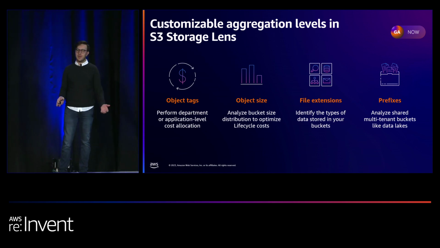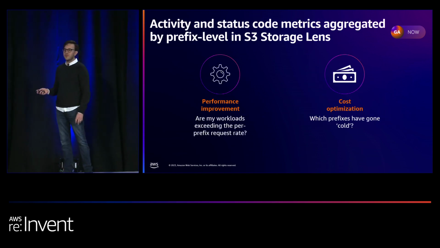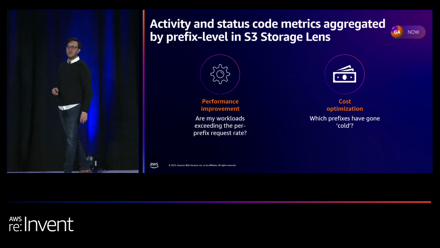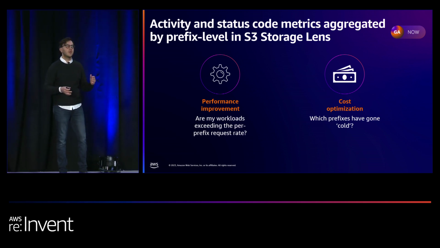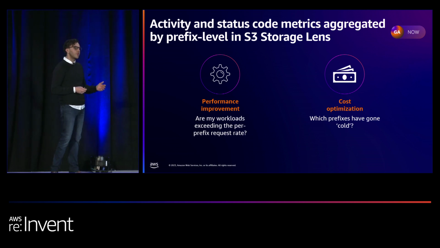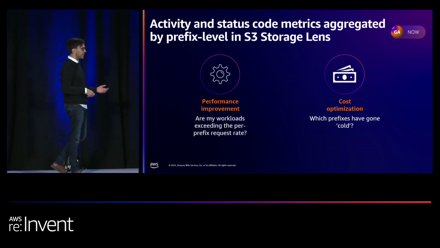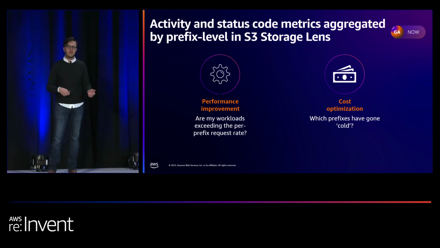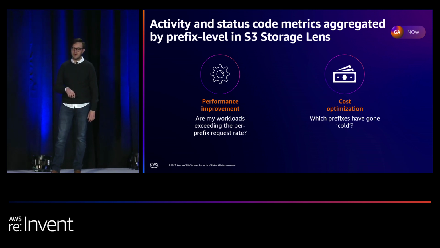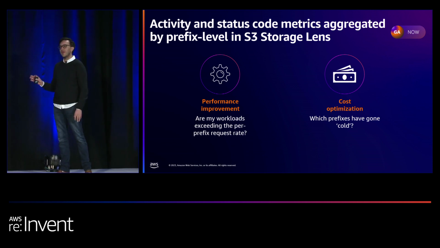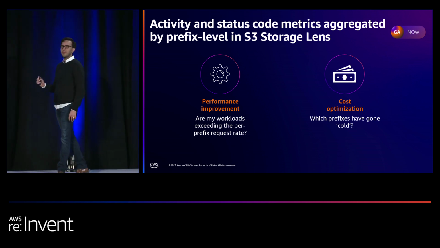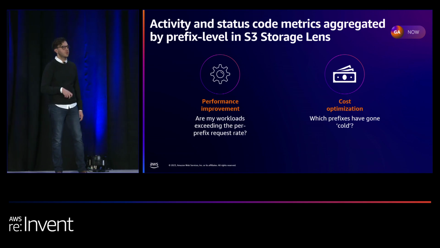Or you can see how much of your data in your data lake is using a specific file format, like Parquet. We also just announced that you can view all of your activity metrics, which is the things like the number of puts and GET requests, and the volume of data uploaded and downloaded all the way to the prefix level. Similarly, you can look at your status code metrics, like the number of 503 slowdown errors, at the prefix level. So it makes S3 Storage Lens a great place to go if you want to troubleshoot performance issues.